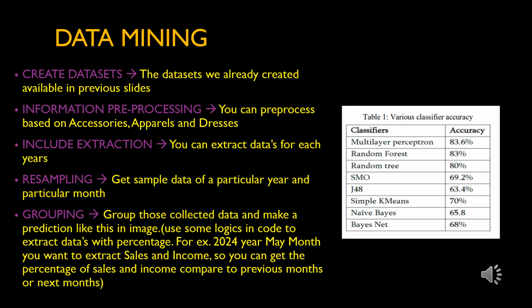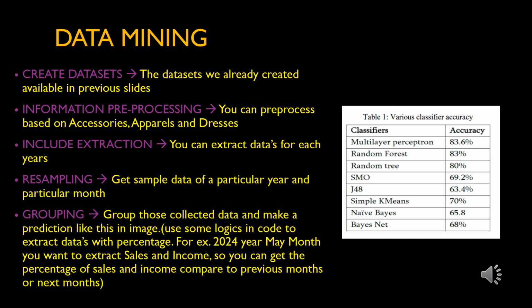So for information pre-processing, based on the accessories, apparels and dresses, we can pre-process our information based on the items count, the sales count, the income, the accessories, the apparels, the dresses, the years, and the months. We can do multiple predictions with this, including extraction. So the extraction data is for each year, and based on each year, we can do the predictions.